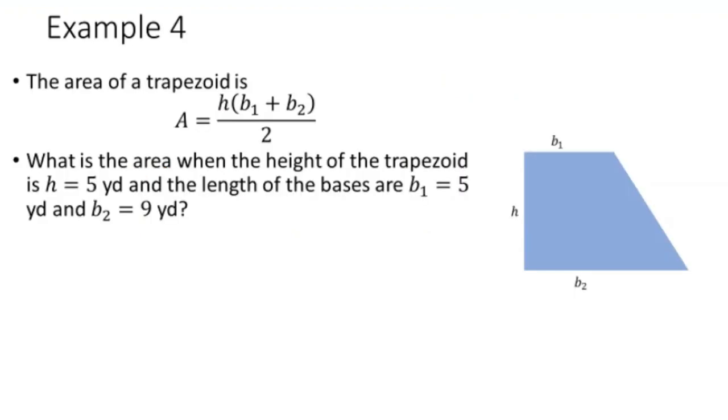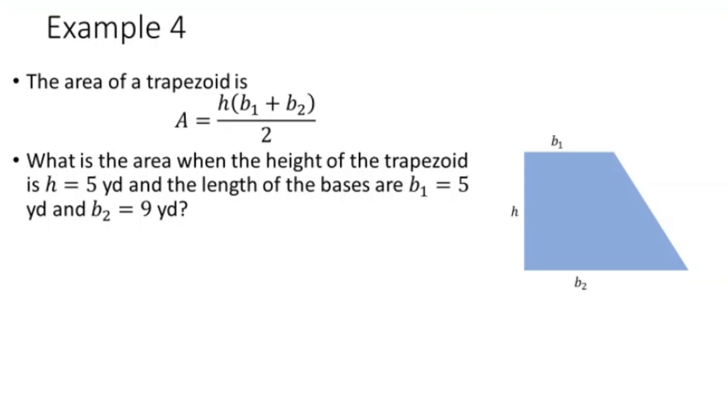In this next example, we're going to work with a trapezoid. The area of the trapezoid can be found with the following formula. A equals H times B1 plus B2 all over 2. A represents the area, B1 and B2 represent the length of the bases, which are the two sides parallel in the trapezoid, and H represents the height, which is the distance between the two bases.